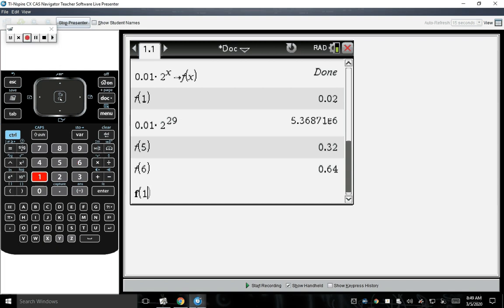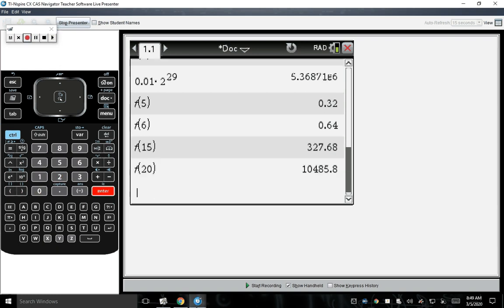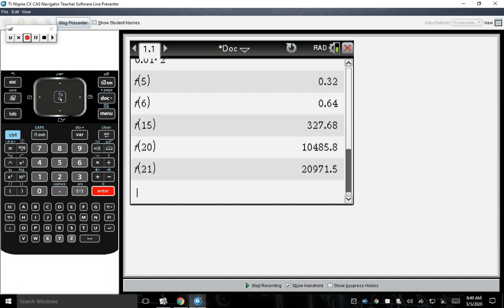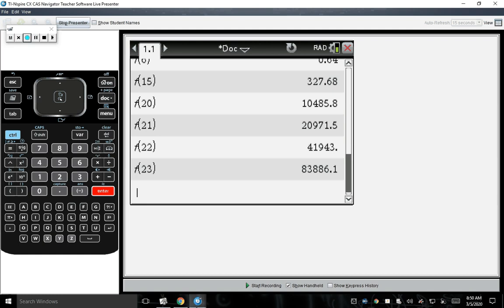How about after 15 days, halfway through the month? I'm still way under 5,000 per day. And then I do f of 20. Then all of a sudden it starts growing pretty fast. And then f of 21, it's doubling. F of 22, f of 23, and it starts shooting up big time now. And then you're just doubling it each time.